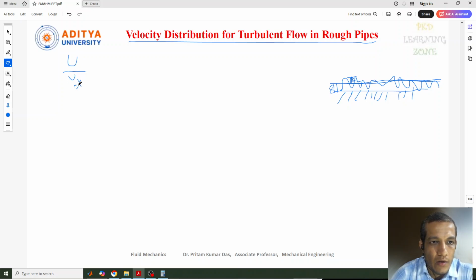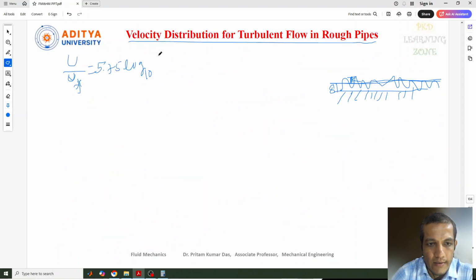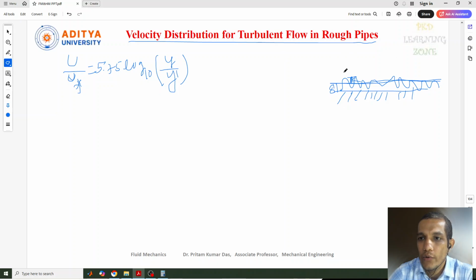u by u star equal to 5.75 log 10 y by y dash. This is the same equation. The same equation needs to be taken for the rough pipe also. As I told you, the height of k is more than the laminar sublayer, so the laminar sublayer is very small.